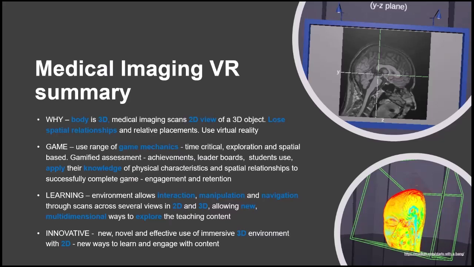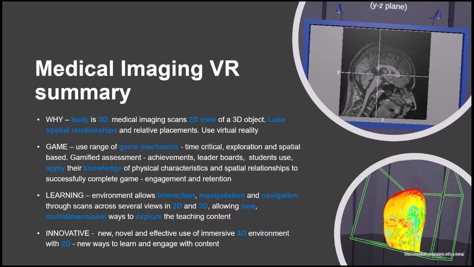So in summary, the medical imaging virtual reality project allows the student to understand the relationship between 2D views of the body, which is a 3D object, and the spatial relationship and relative placement between each of the body parts using virtual reality. The game uses a range of game mechanics to encourage engagement and replayability.